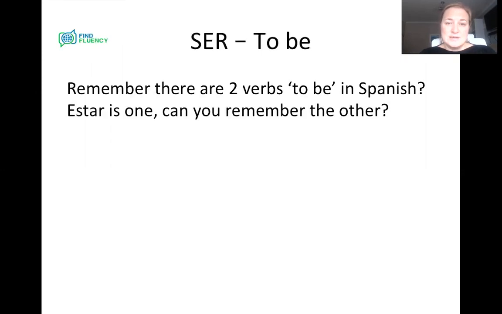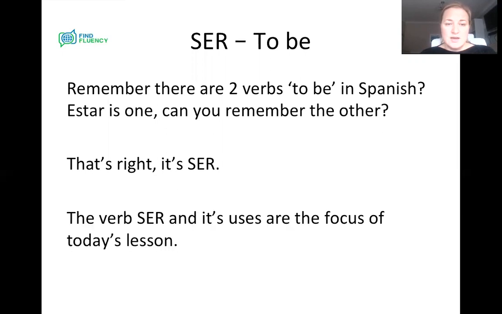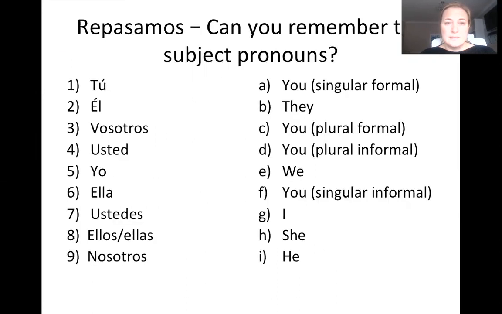So, ser, to be. Remember that we have 2 verbs to be in Spanish. If you've been following the group and you've been maybe watching the Facebook Lives and so on, we've done a little bit of work on this already. And if you've done the lesson on the other verb for to be, which is estar, a few weeks ago, then you will be aware that we have 2 verbs to be in Spanish. So estar's one. Can you remember the other? Obviously, it's ser. Okay? And the verb ser and its uses are really the focus of the lesson today.